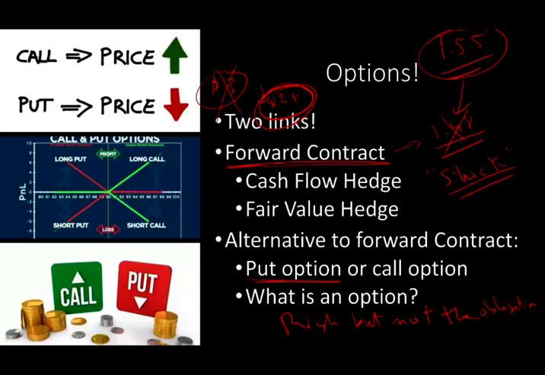So the option is more flexible. You can go ahead and exercise your option, or if you think it's a good idea to buy or sell the currency at the spot rate, you will go ahead and do that at the spot rate. With the forward contract, you can't do that. Once you sign for it, you have to deliver at that rate. We're going to explain this in an example.